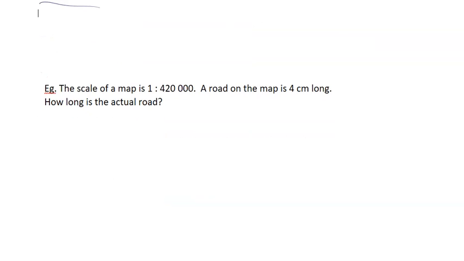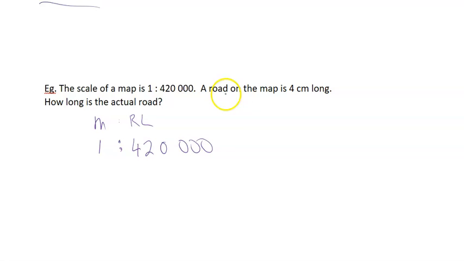Here's another one. The scale of a map is 1 to 420,000. A road on the map is 4 centimeters long. How long is the actual road? So you need to be aware that you have map and then you have real life. Okay, that's your ratio. You've got the map on the left and then the real life length on the right. So in this case, it's 1 to 420,000. So write it as such.